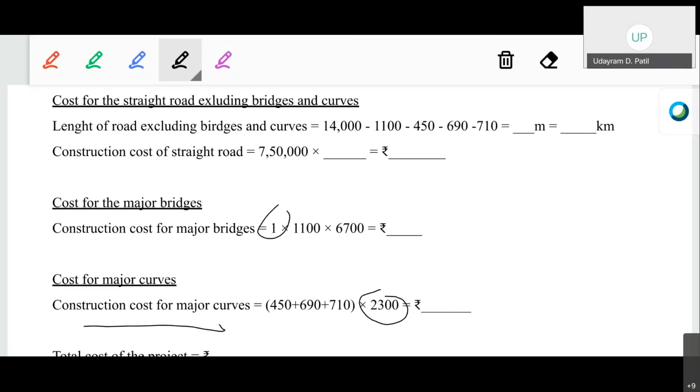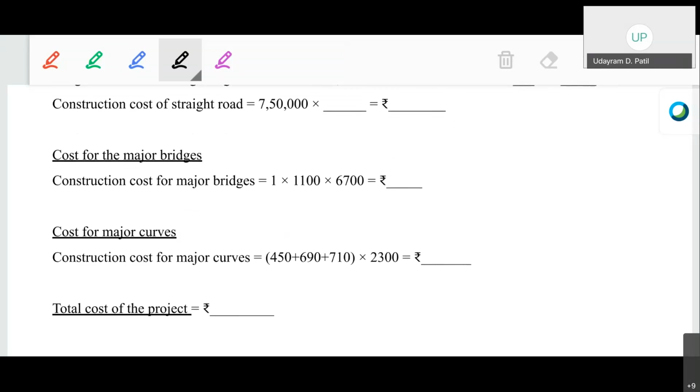There are numerous bridges. So depending upon the type of the bridges, the rate will be different. So in that case, you are going to calculate the cost of each bridge separately. Similarly, for the curves, the rate will be different, so you have to calculate the cost of each major curve separately. So calculate the total cost of that particular project.